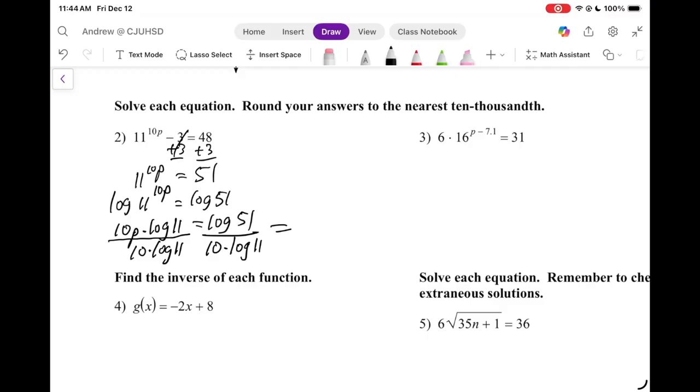So here's a joke for you. What's orange and sounds like a parrot? I'll tell you after the next problem.